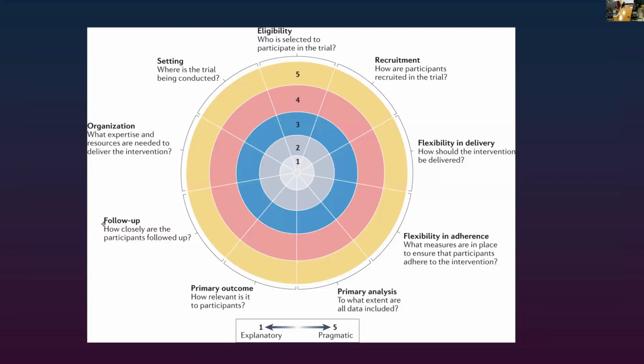Okay, so this is the PRECIS-2 wheel that we see. There are 9 domains, graded from 1 to 5, 1 being explanatory and 5 being highly pragmatic. If it's 5, it goes all the way to the top. It looks at eligibility, recruitment, flexibility in delivery, flexibility in adherence, primary analysis, primary outcome, follow-up, organization, and setting. So these are the 9 things that they want us to consider.